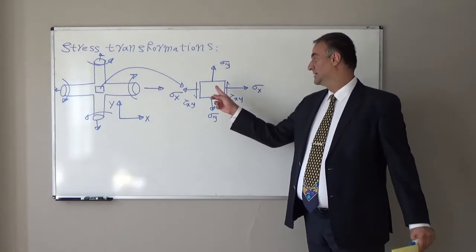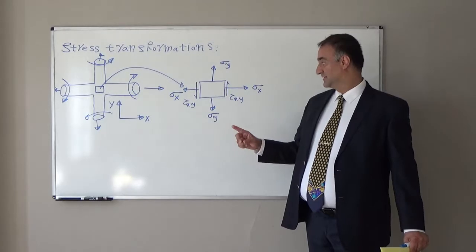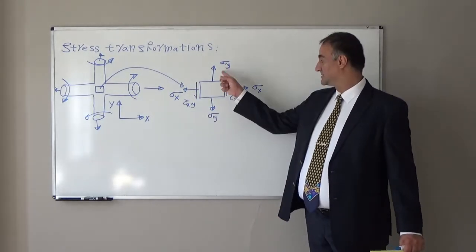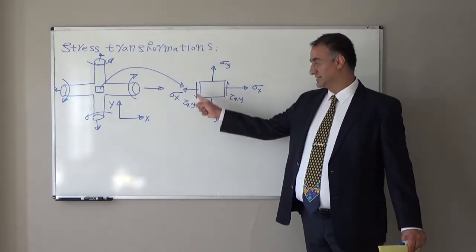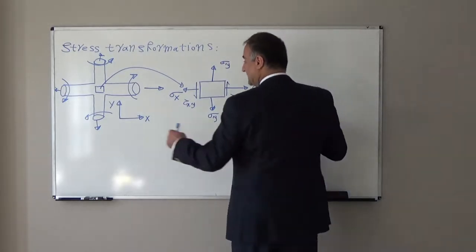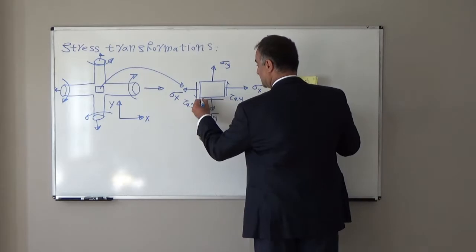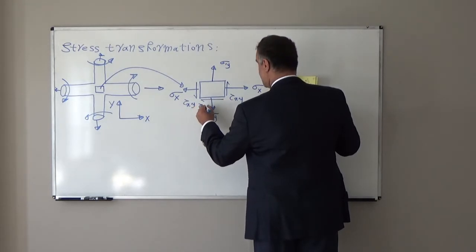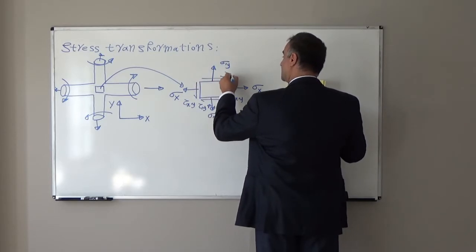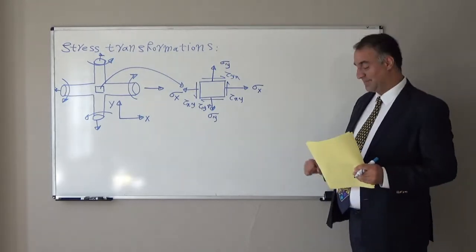Because this element should be in equilibrium in the horizontal and vertical directions, this sigma x and this sigma x cancel each other, sigma y and sigma y, tau xy and tau xy. And this torque will produce tau yx and tau yx. Let's first explain how we name these.